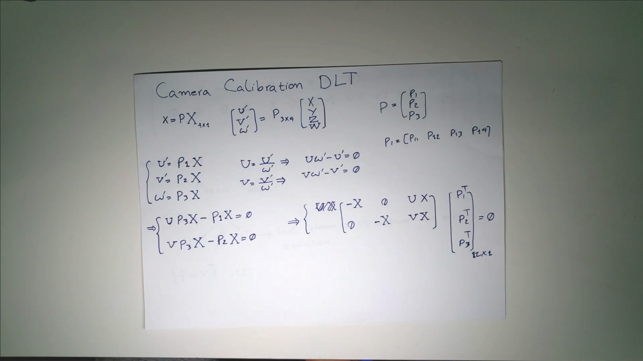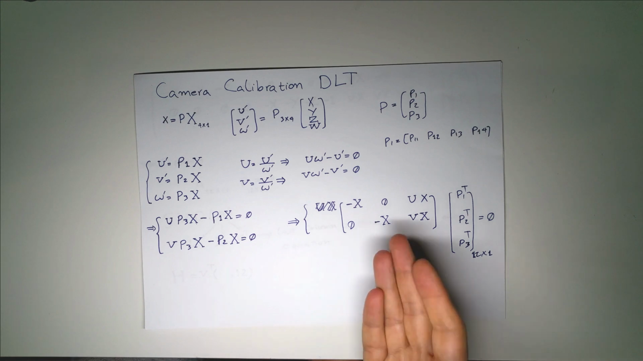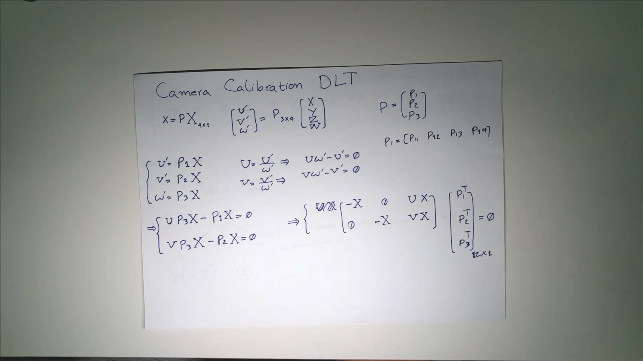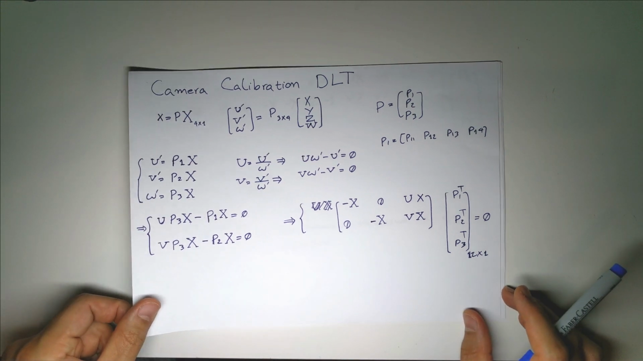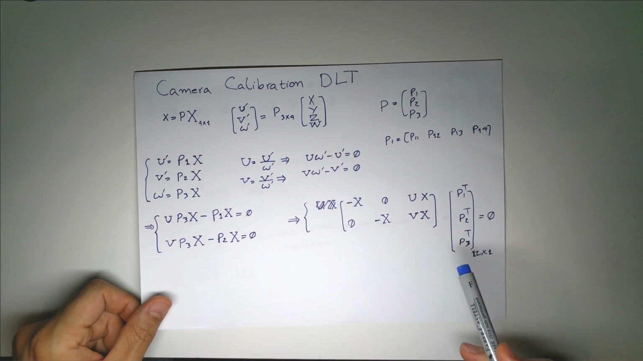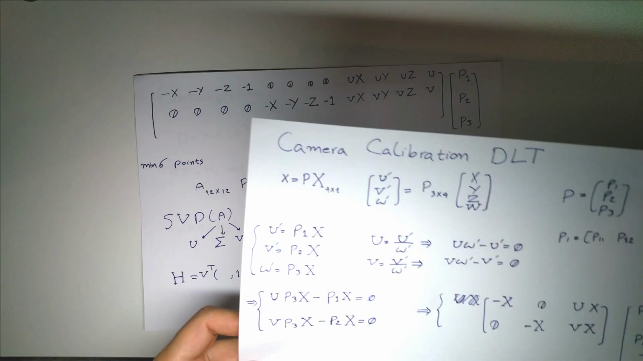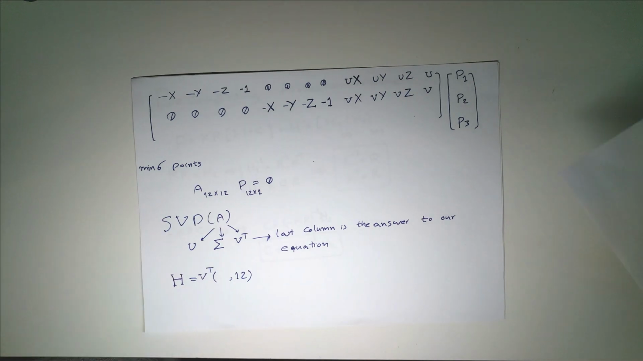So if I have at least 6 points which are not in the same plane, because if they are in the same plane, then I will reduce the rank of this matrix and I cannot solve it easily. So with 6 points, every point gives me 2 linear equations like this, so I can get a 12 by 12 matrix. I have enough equations to solve this with the SVD.